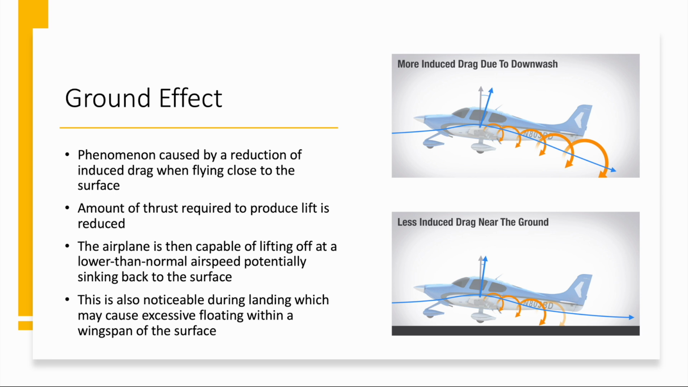So for takeoffs and landings, you have a very noticeable increase in performance. This could cause the airplane to lift off before it's ready to. Really, it's more noticeable in high density altitude situations. If this airplane is taking off, ground effect would cause it to lift off before it's ready, and once it leaves ground effect, it would sink back down to the surface. And for landing, if you have a little too much airspeed and you get within about a wingspan of the ground, the airplane's not going to want to settle on the ground. It's going to float for a very long time.